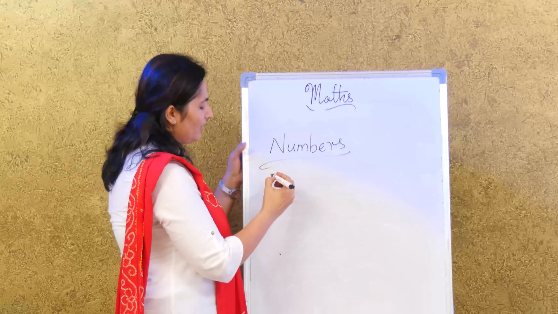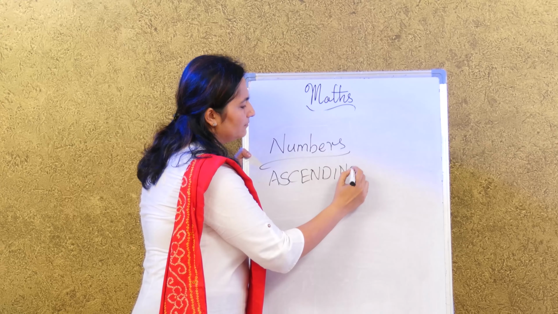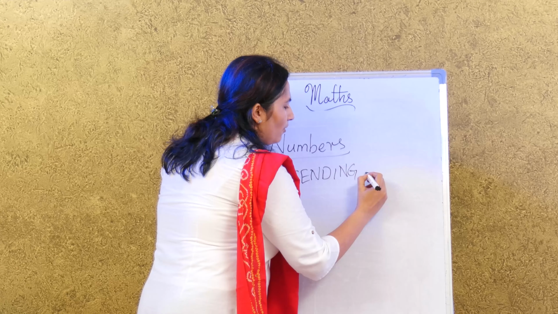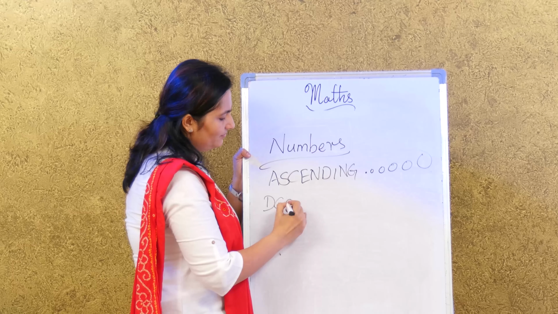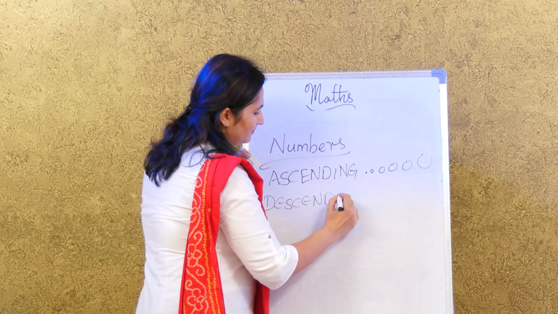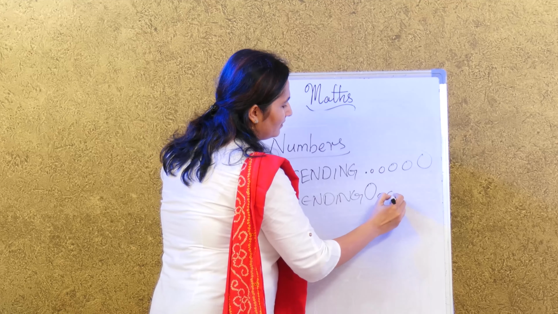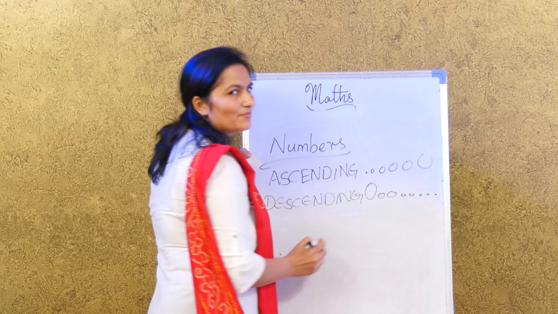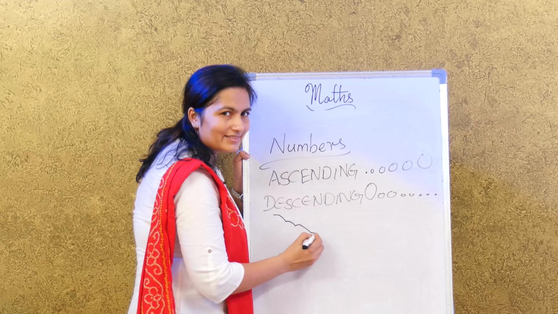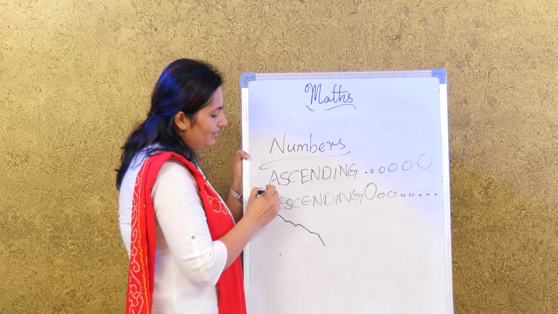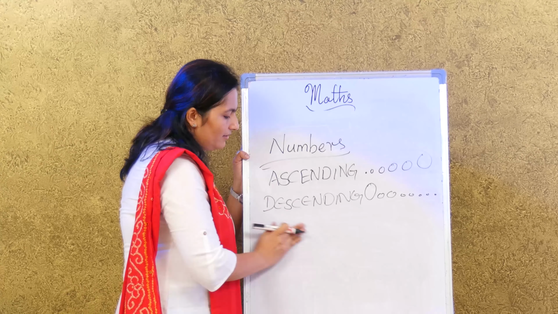Just going to brush up again: ascending, smaller to bigger. Descending, bigger to smaller. Descending means you go down the stairs like that. Ascending is you go up the stairs like that. You can remember. All right.